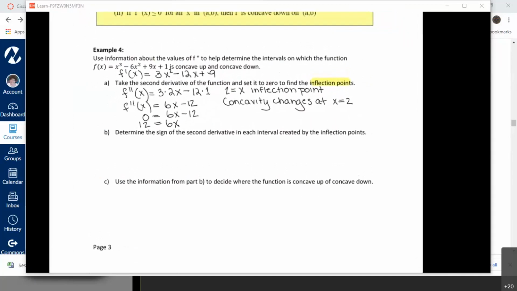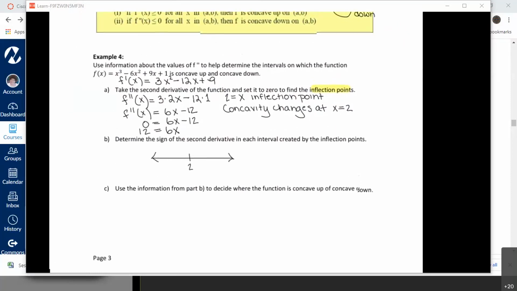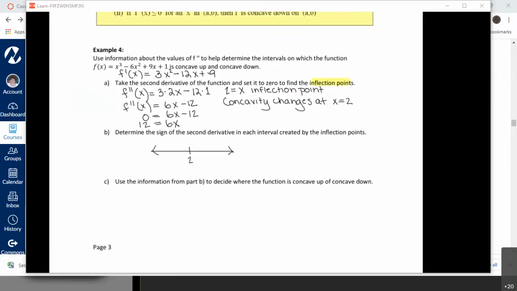So let's determine the sign of the second derivative in the intervals created by the inflection point. Here's my 2. That divides my x number line into 2 intervals. Again, remember you've got direction posts there. So your first interval is negative infinity to 2 and 2 to infinity, again, not including either endpoint.